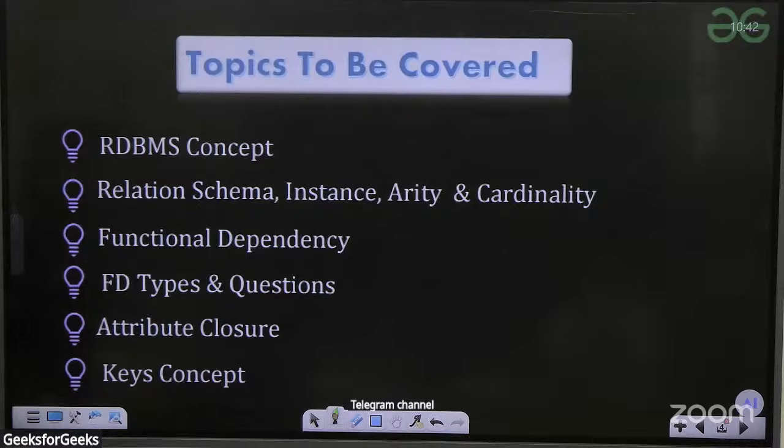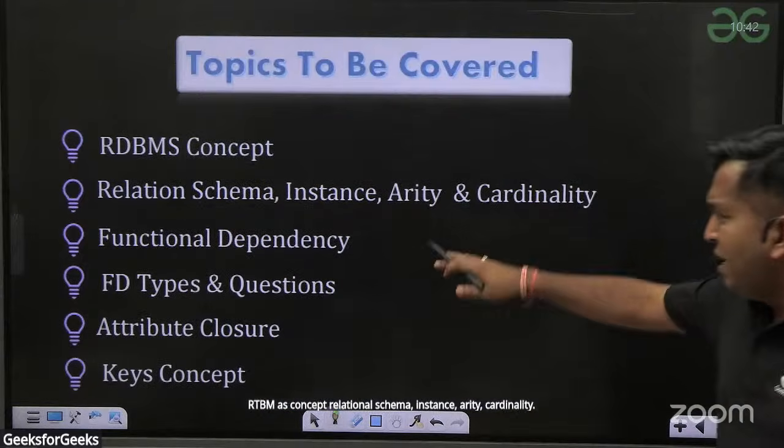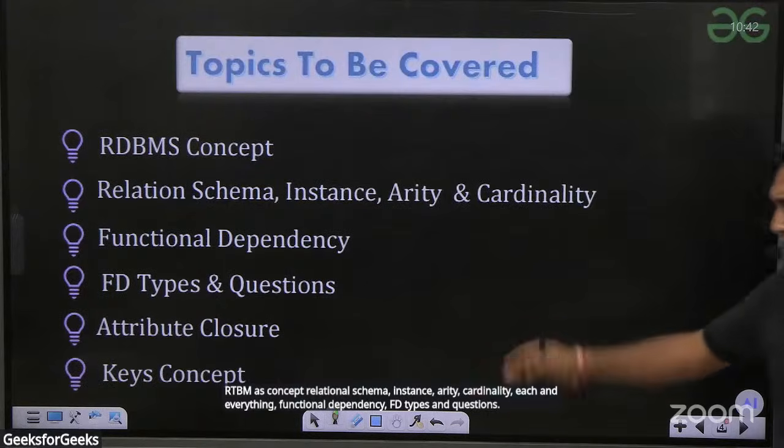And what we will discuss today: RDBMS concept, relational schema, instance, arity, cardinality, each and everything, functional dependency, FD types, and questions, attribute closure and keys concept.